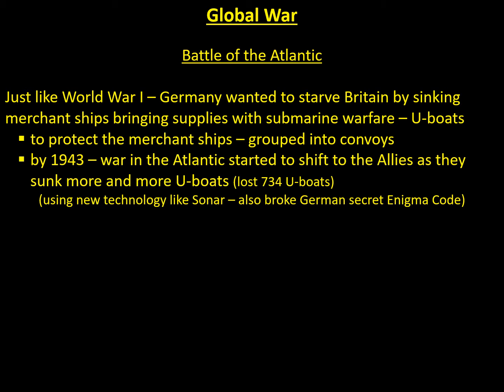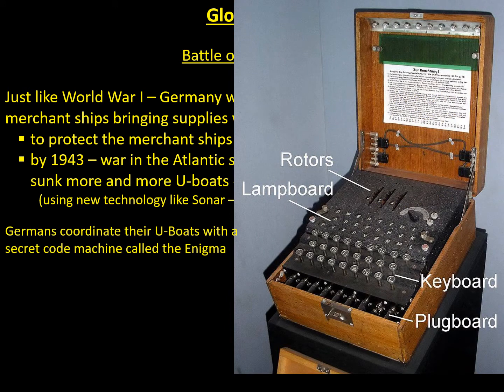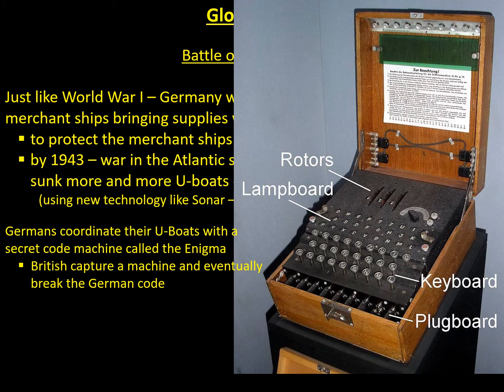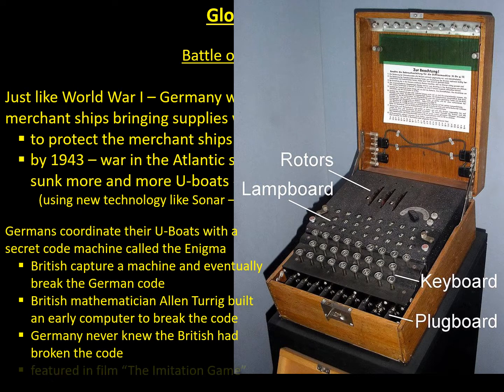In addition to that, the Allies broke the German secret code, the Enigma. Germans coordinate their U-boats with a secret code machine called the Enigma. The British capture a machine and eventually break the German code. British mathematician Alan Turing built an early computer to break the code. Germany never knew the British had broken the code. This was featured in the film The Imitation Game.